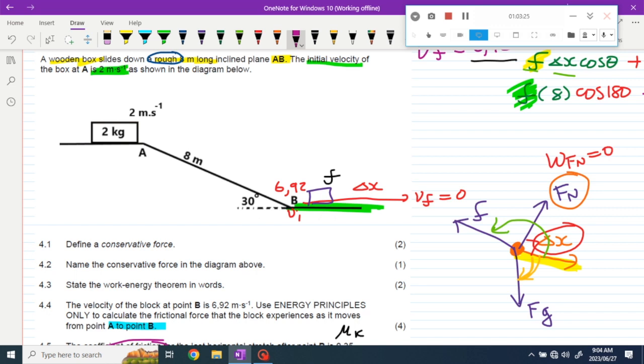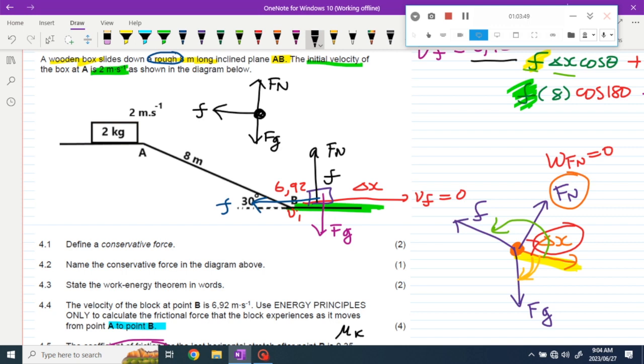So looking at this box, what forces are acting on it? I hear gravitational force. I hear normal force. What else? Frictional force. Those are the only forces acting on this object. Fn, Fg, and friction. The object is moving that way. That's where its displacement is.